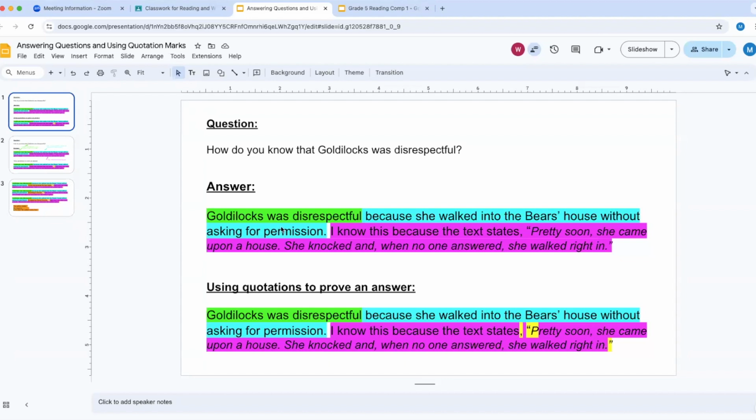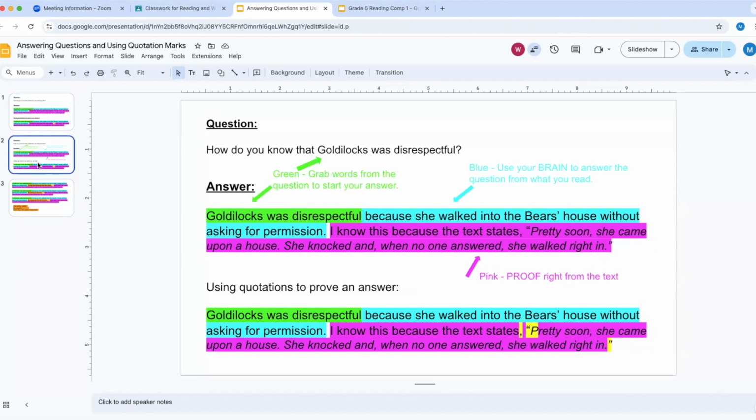I know this because the text states, quote, pretty soon she came in the house, she knocked, and when no one answered, she walked in. You notice on the bottom part here, it's really important that there's quotation marks and commas, and it's something I want you to pay attention to. We're not going to do a lot of this now, but we will focus on it a little bit later.